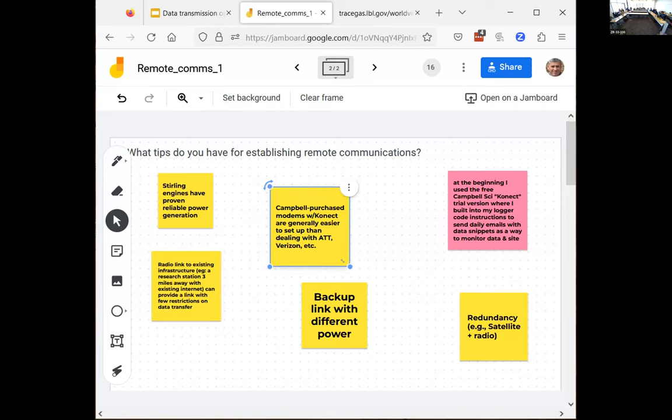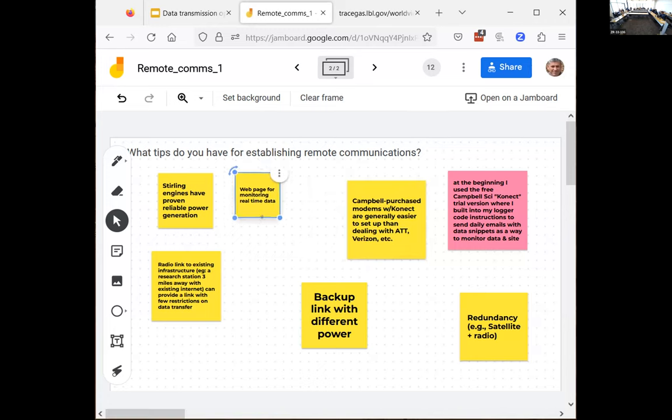Ooh, someone wrote, Campbell purchase modems are generally easier to set up than dealing with AT&T and Verizon. I would love to hear this person's perspective or experience. That was me. I've spoken on the phone too often with AT&T and Verizon trying to get static IP addresses for cell modems. Some of them don't even know what I'm talking about, what the device is. You're often dealing with the business line or the residential line folks and customer service. And I think Campbell recognized that, and that's why they started this other connect system that they have. Just purchase the modem directly from them. They handle all the communication side. It just seems a lot simpler than what I've dealt with before.